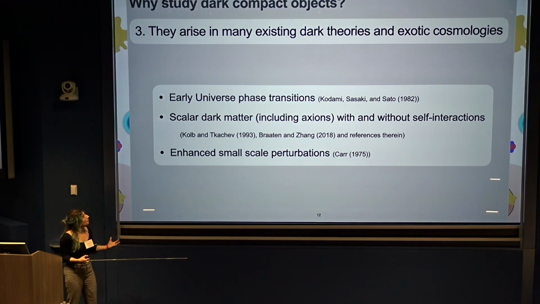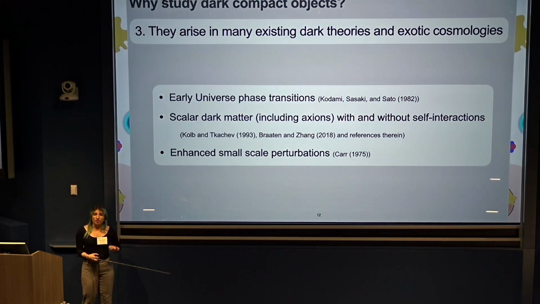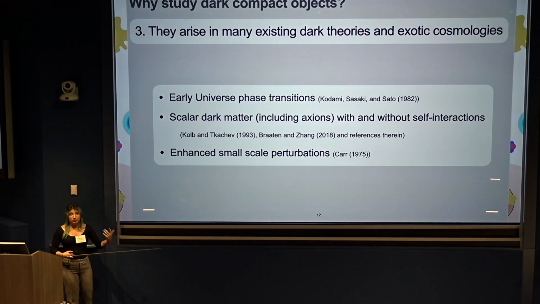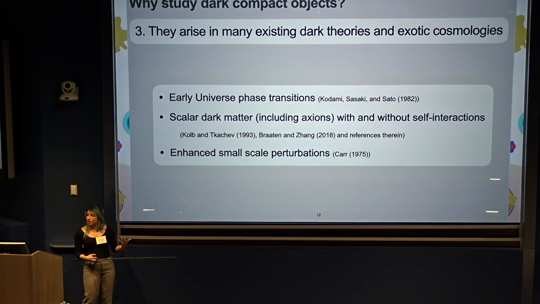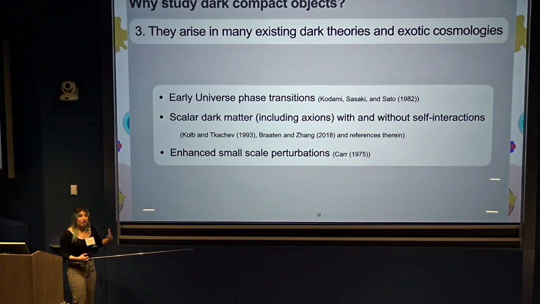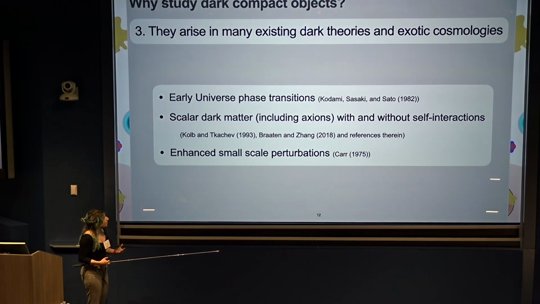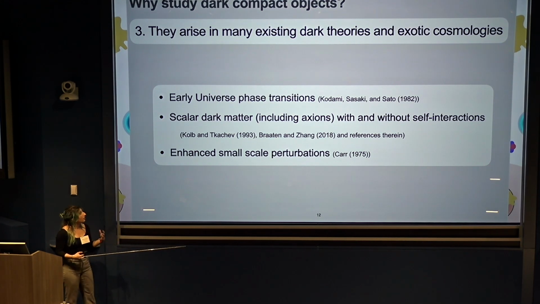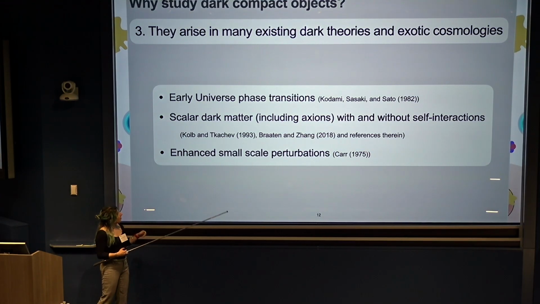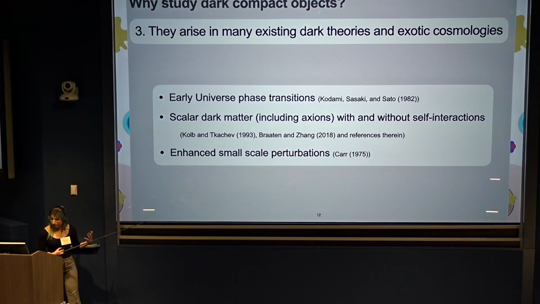And then the final point I'd like to make is that dark compact objects don't need to be all of the dark matter. They could be a component of a more rich and complex dark sector. These could be parts of an exotic cosmology, and oftentimes they emerge as a result of these, either through phase transitions in the early universe, enhanced perturbations at small scales, and we can argue about how exactly or when exactly this happens, but also as a part of many scalar dark matter theories.